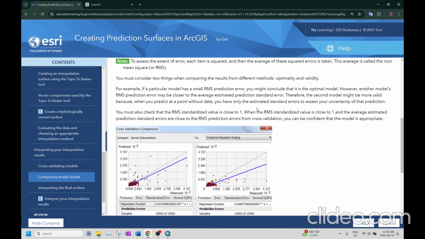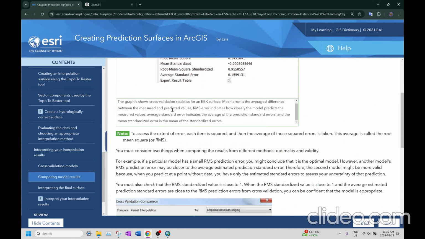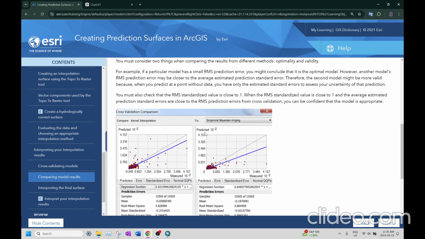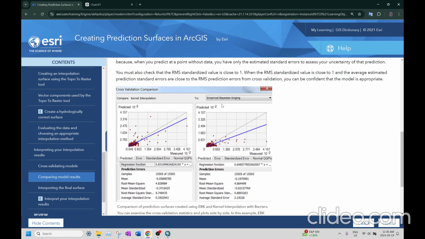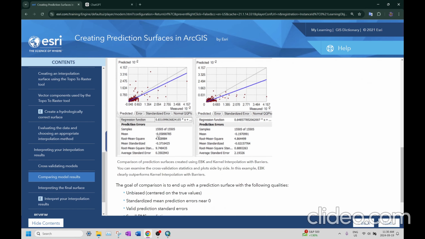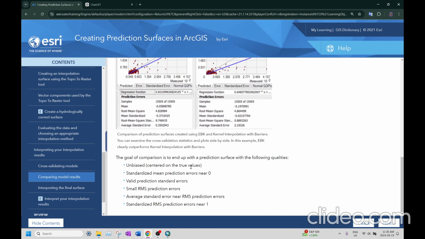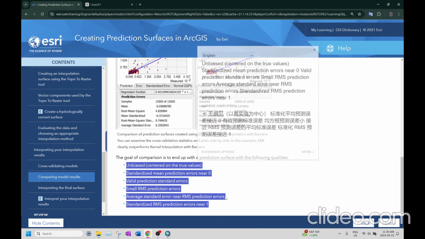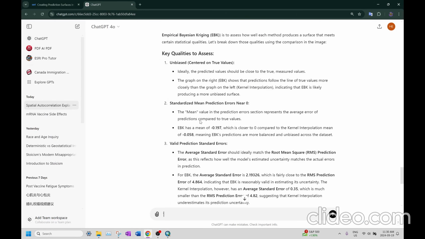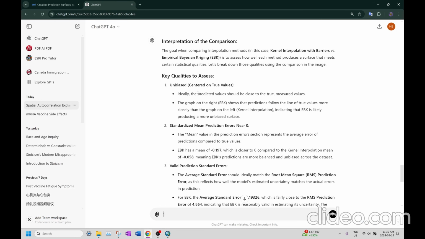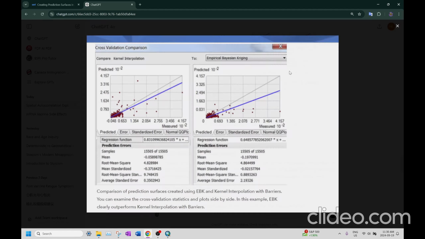And this is a statistical approach of comparing different models. The right is EBK, the left is KI, and to see why EBK is better, you have to go through these different categories. First of all, unbiased, centered on the true values. Of course, the EBK is better. It's centered on the true value.